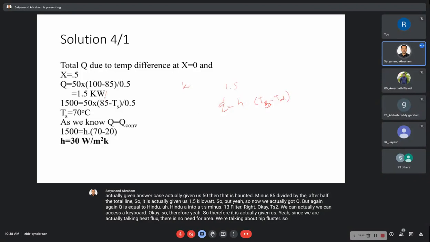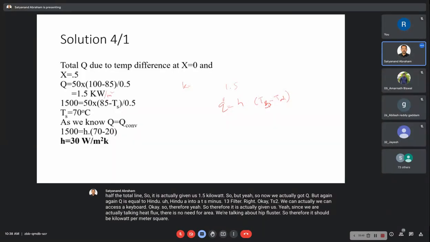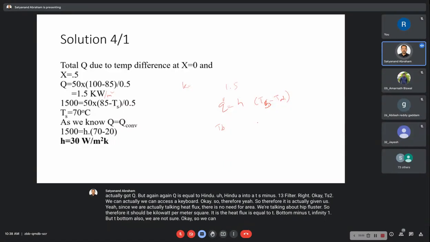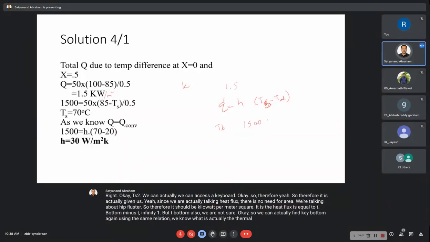So therefore, it should be kilowatt per meter square. It is. The heat flux is equal to T bottom minus T infinity 1. But T bottom also we are not sure. Okay. So we can actually find T bottom again using the same relation. We know what is actually the total heat flux.